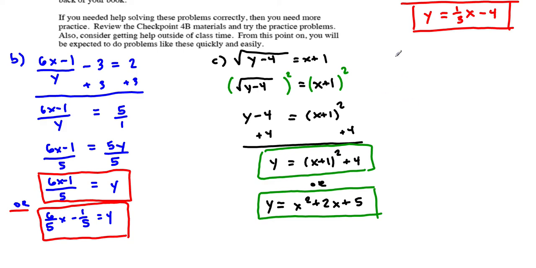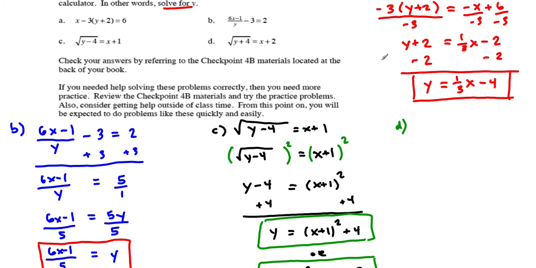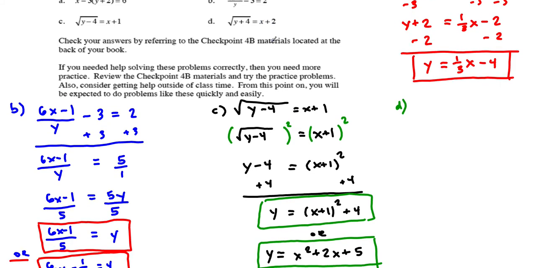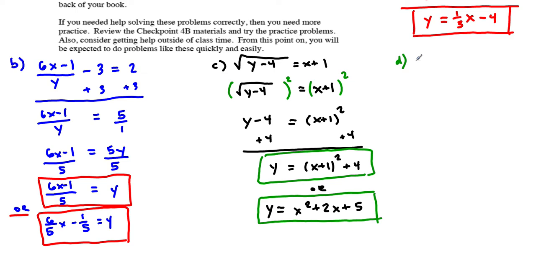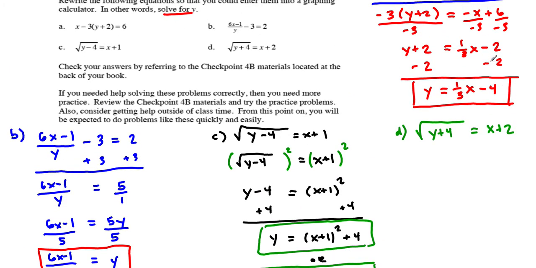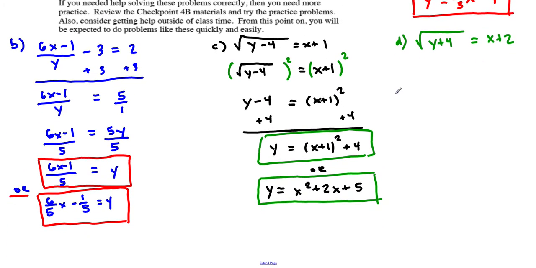And last one here, let's look at D. Letter D is going to tell us we're doing the square root of y plus 4 equals x plus 2. Make sure I wrote it down right. Yep, all righty then. Same thing here. This is almost identical to the problem right before it, so if you're having trouble with the other one, you can pause it and see if you can get this one.